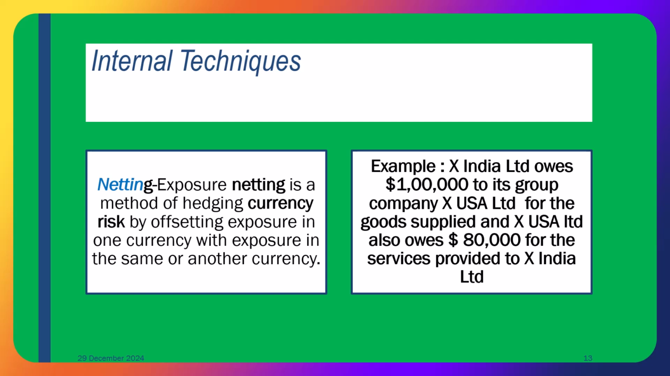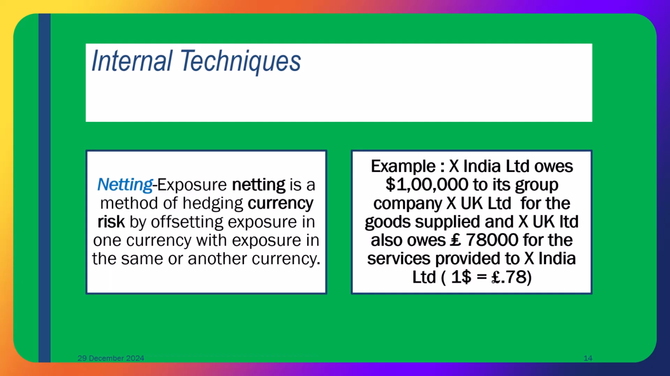Now this netting can also be done with different currency. For example, A Limited owes $1 lakh to its group company, and X UK for the goods supplied, X UK also owes 78,000. So if the exchange rate is $1.78, say, so they can also exchange the entire thing without having to deal with taking money and receiving money. दोनों net off हो जाएगा. डॉलर वर्सेस रुपये भी net off हो जाएगा. डॉलर वर्सेस पाउंड भी नेट ऑफ हो जाएगा. इज दैट ओके? ओके, नाउ द मोस्ट इंपॉर्टेंट वन.